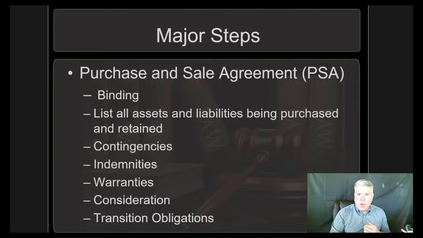The consideration, which, again, we'll talk more about when we come to contract law, is essentially how much you're going to pay for the business, and then any transition obligations that the seller may have. So the seller may work for 2 or 4 weeks or 6 months or a year to help transition clients or a new management team. There may be post-closing restrictions as to whether the seller can hire former employees or compete, etc. And so those are all going to be in the PSA.